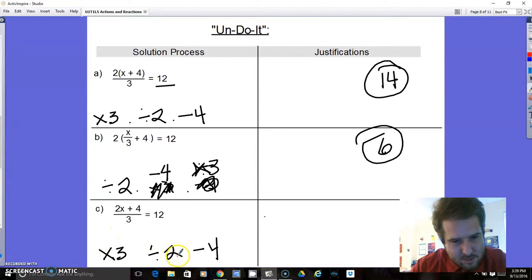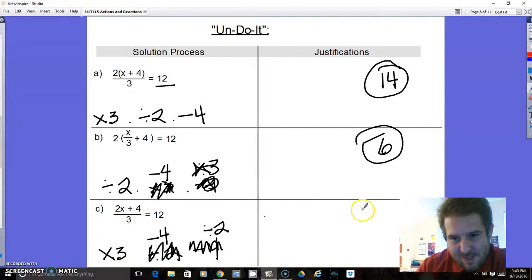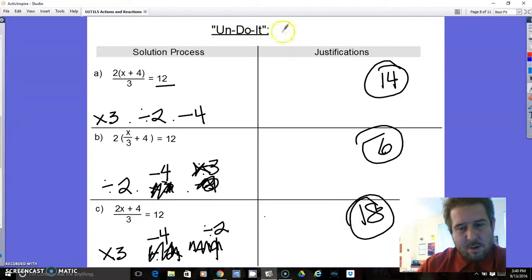36 divided by 2 is 18. 18. Oh, okay. Times 3 would be the first step. Then subtract 4 would be the second step. And then divide by 2. That's what I get for rushing through this. I had the wrong steps. 12 times 3 is 36. Minus 4 is 32. Divided by 2 is 18. So you get a different answer also.